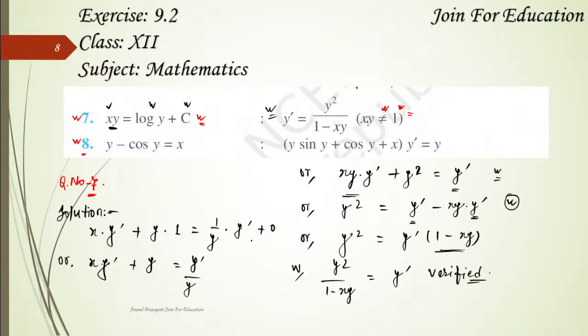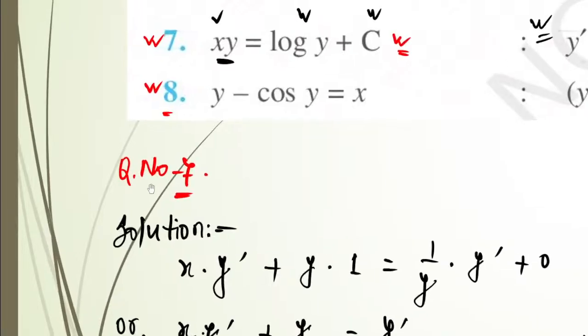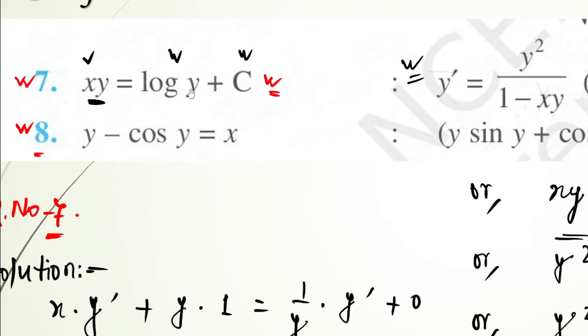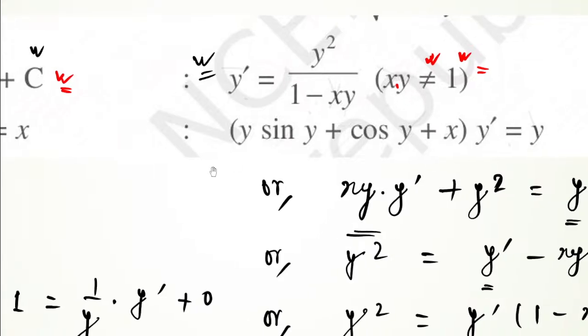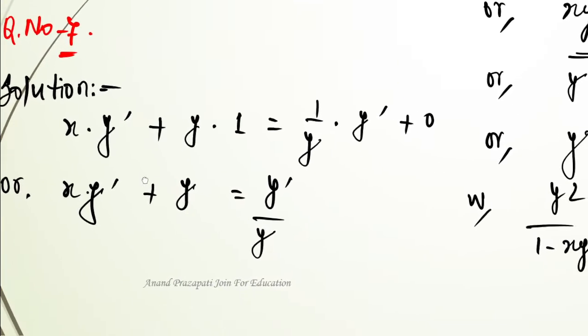Hope that there is no problem to understand the solution of this question. Once again I am going to explain the solution of this question in detail. So this is question number 7: xy = log y + c, and it asks us to verify that y', or the derivative of y, equals y²/(1 - xy), and here xy ≠ 1. So this is the solution.